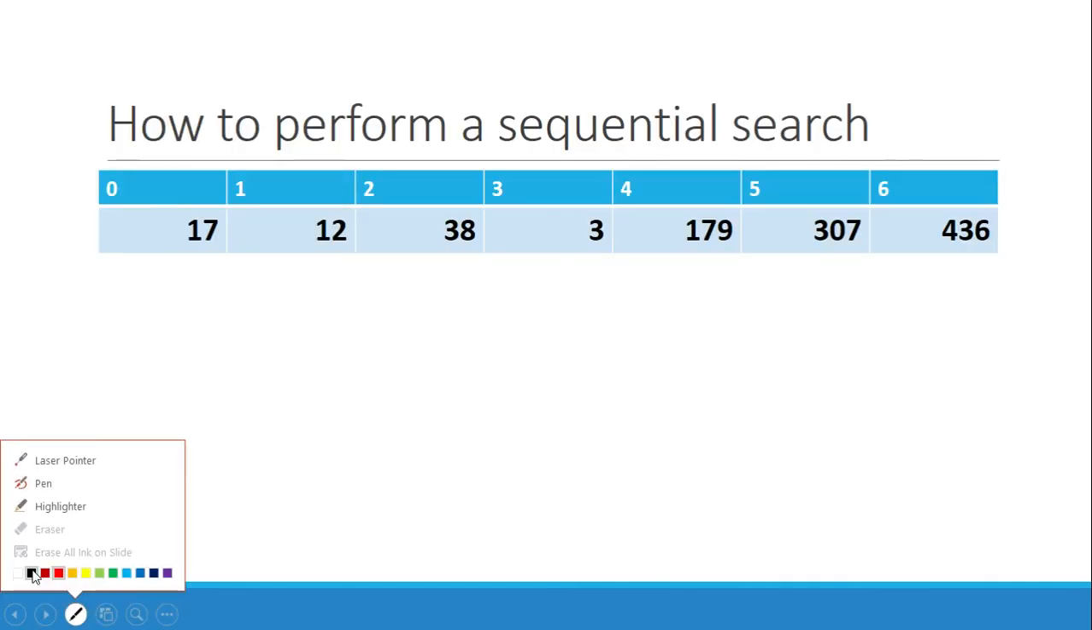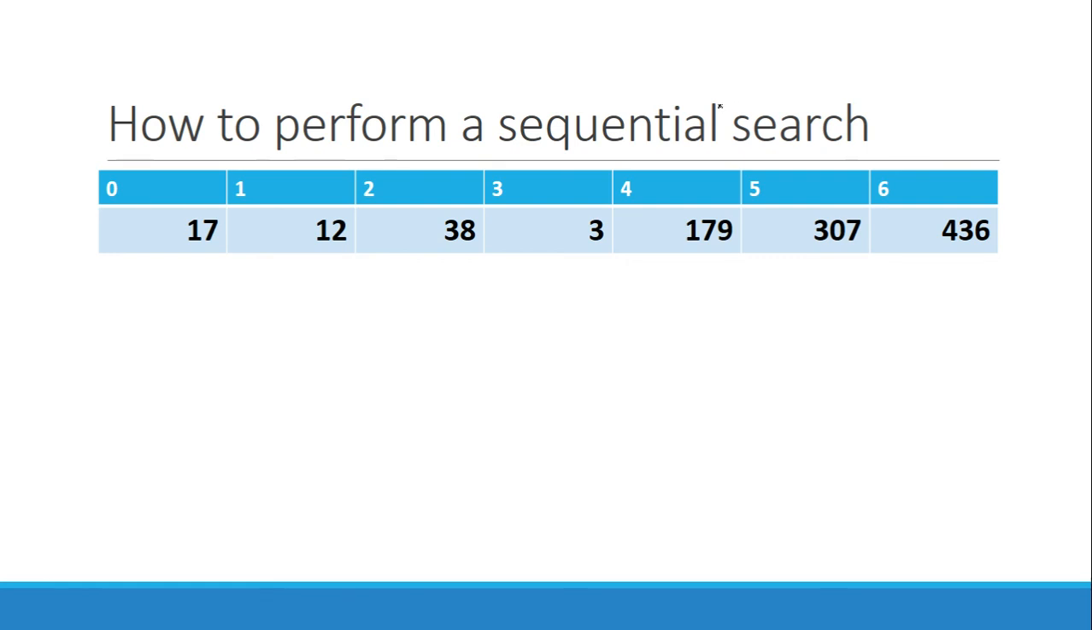First one is, and I want you to write this one down, sequential search or linear search. They mean the same thing. Linear relating to having all data in a line. Sequential relating to all data lined up in a sequence, both meaning the same thing.